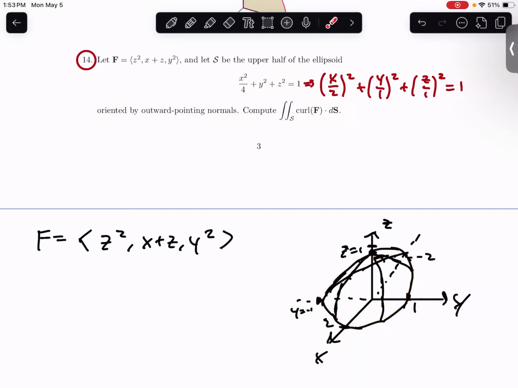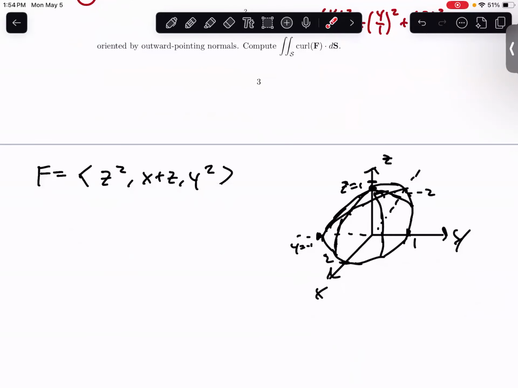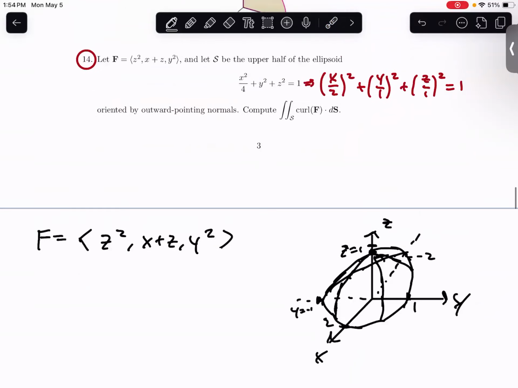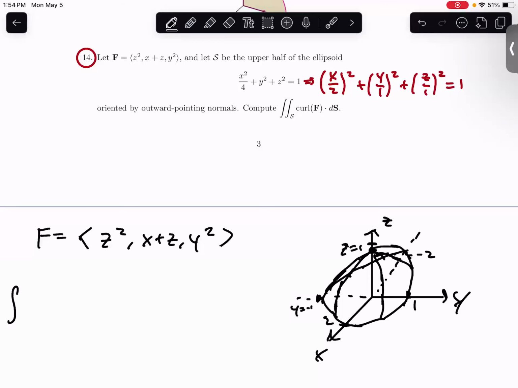So if you know how to parameterize a curve, it's better to work over the curve than it is to work over the surface, assuming you don't have to do too many of them. You would rather do 1 surface integral than like 5 vector line integrals. So we're going to use Stokes' theorem. Stokes' theorem tells you the following. So we can do the double integral over S of the curl of F dot dS.